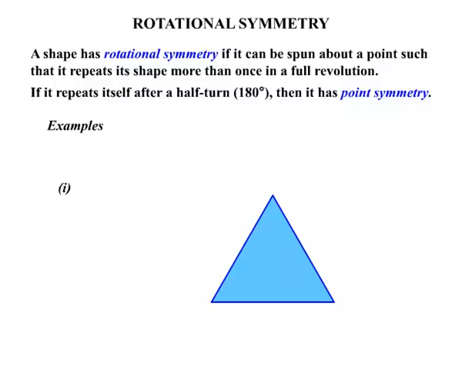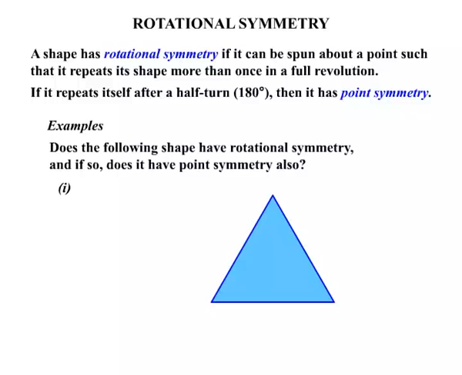This first shape here is a triangle, but it's a special type of triangle, known as an equilateral triangle. Now we're asked, does the following shape have rotational symmetry? And if so, does it have point symmetry also? Well, let's consider firstly rotational symmetry, and then we'll consider point symmetry after that.